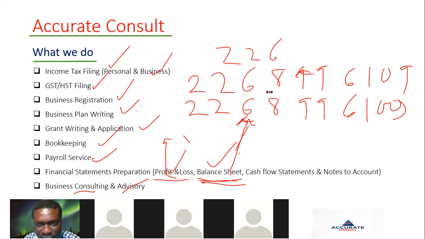Okay, but for somebody that has one or two extra properties that are rented, do you advise the person to incorporate or just run it as a personal business? Like a sole proprietor. So there's a law around that.